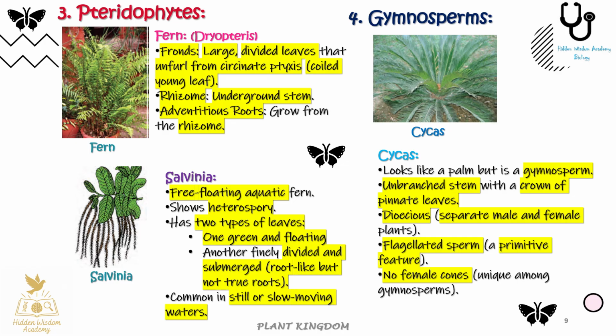Salvinia, a special aquatic fern. Salvinia is a free-floating aquatic fern, that means it doesn't need soil to grow. It's heterosporous, meaning it produces two different types of spores, one male, one female. What's unique is it has two kinds of leaves, one is green and floating, and the other is finely divided and submerged, looking like roots, but they are not true roots.